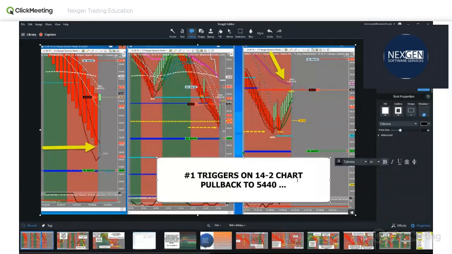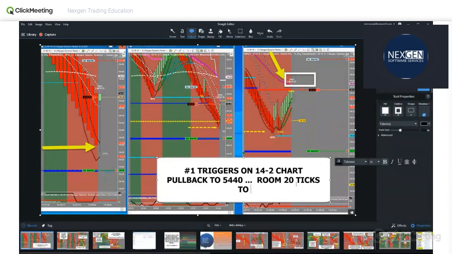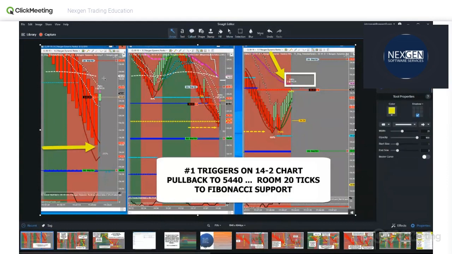I might be in a little bit early, right? So again, look, you can see the spot, right? Triggers, fibs, mid bands. This is the spot to go short. It might go to 44, 45, but that's okay. And room 20 ticks to Fibonacci. Fibonacci support, right? Milby, do you understand all this? We'll get to gaps in a minute.